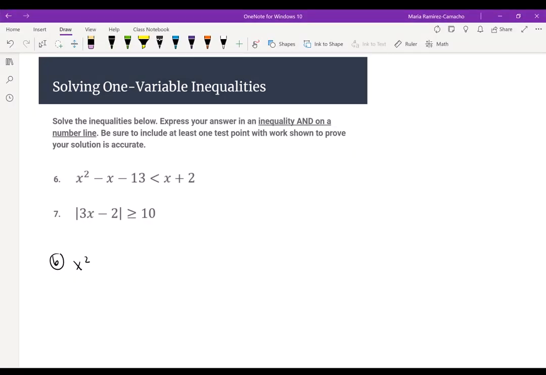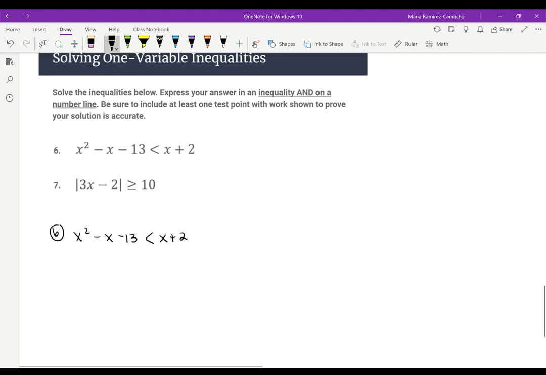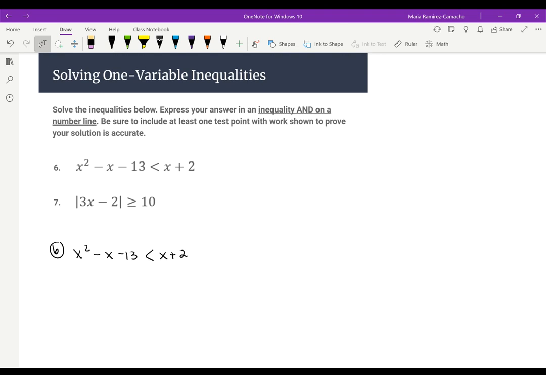And I want to start off by finding the boundary points on my number line. So I am going to treat this inequality as an equation to get those boundary points. So this is going to be x squared minus x minus 13 equals x plus 2. We've got a quadratic on our hands. Let's get all of the terms on one side of the equation.